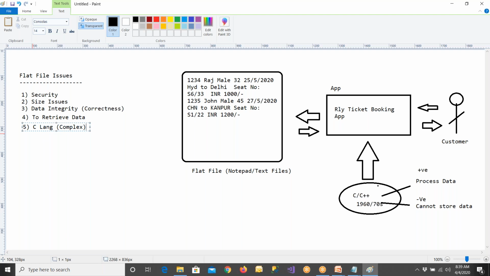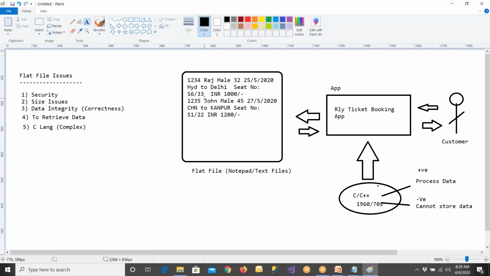If you wanted to store the data, you should write a lot of C language code. Even to retrieve the data, a lot of C language code you need to write. And this was very complex. A normal developer, a normal computer programmer, cannot handle this much of a complex program. Clear? So this is also very complex.